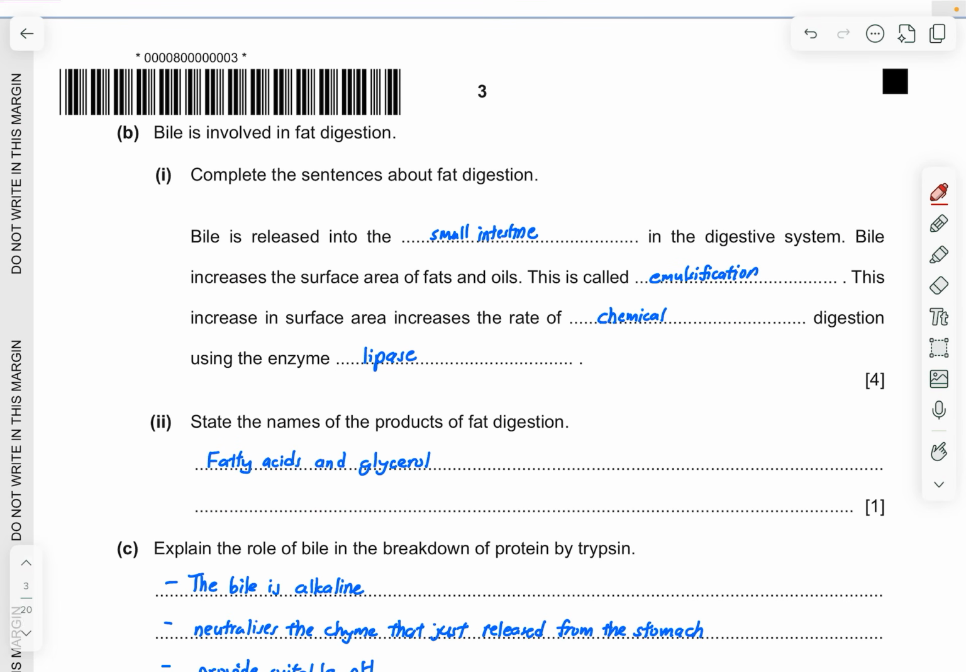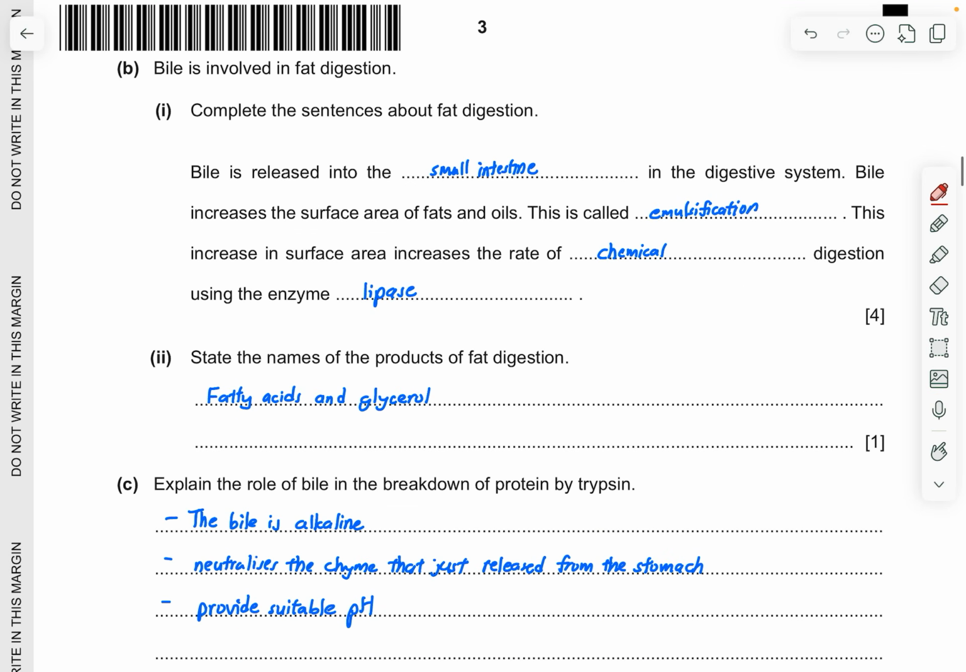Part B. Bile is involved in fat digestion. So complete the sentence about fat digestion. You can see that almost all papers have fill in the blanks, so you must expect this kind of question to come out in your exam. Bile is released into the small intestine in the digestive system. Bile increases the surface area of fats and oils. This is called emulsification. This increases the surface area and increases the rate of chemical digestion using the enzyme lipase, because they are talking about fat. So you must know that the enzyme that's involved here is lipase.